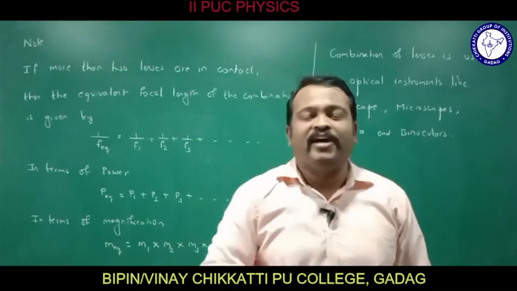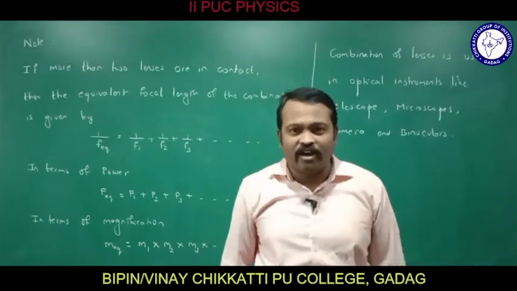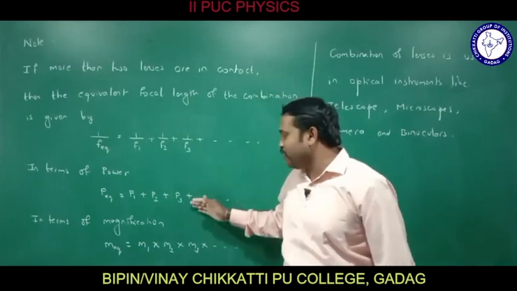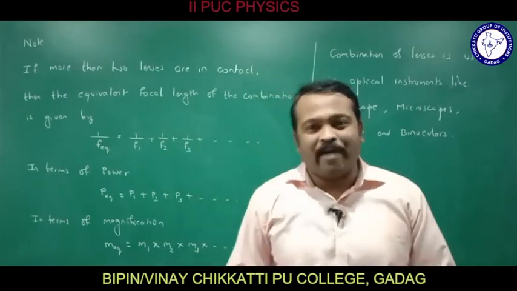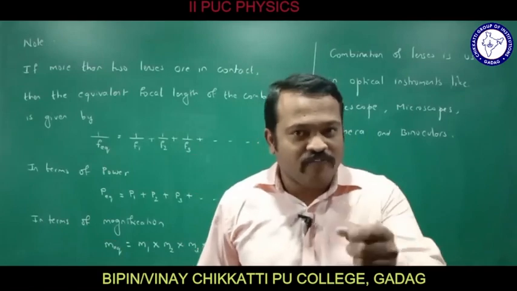So we have derived the formula for equivalent focal length, and we have also seen it in terms of power as well as in terms of magnification, and this is the end of lens.